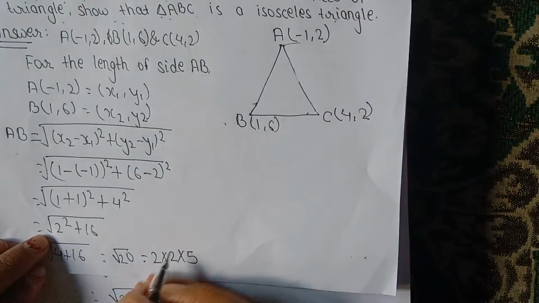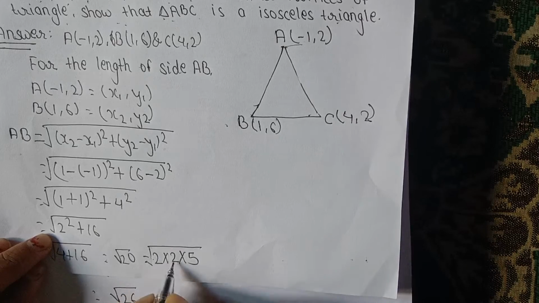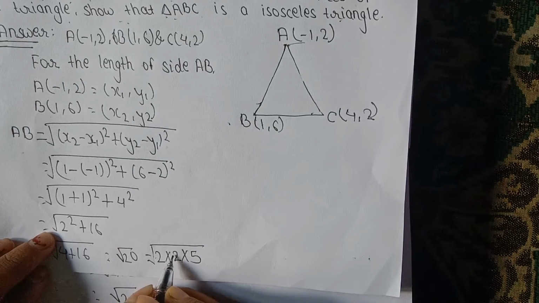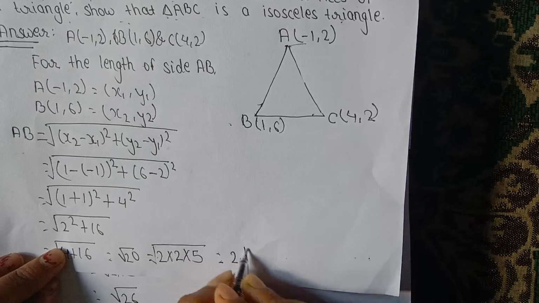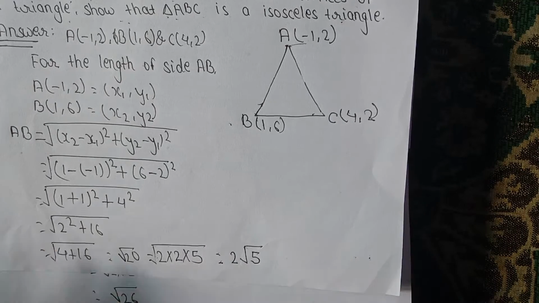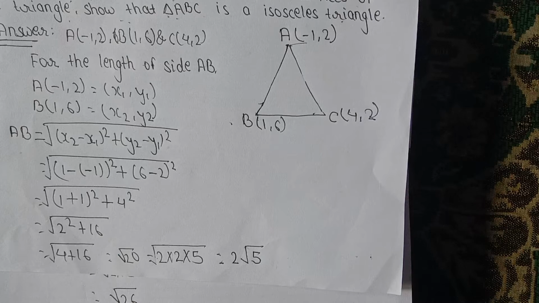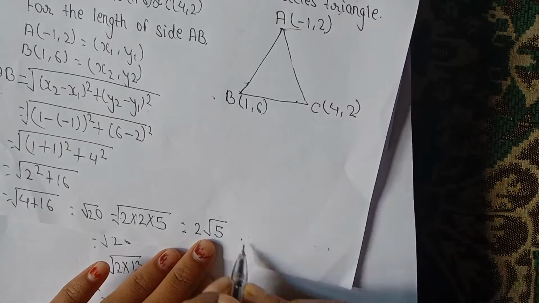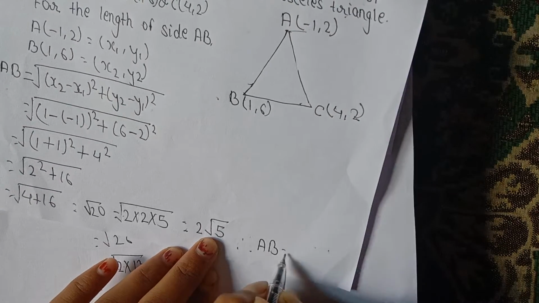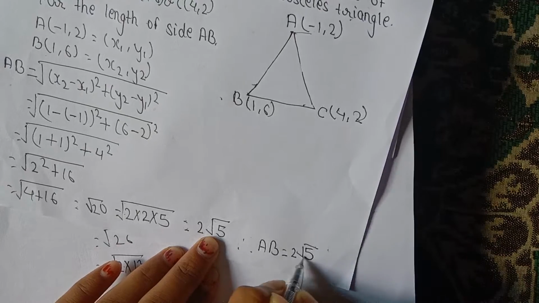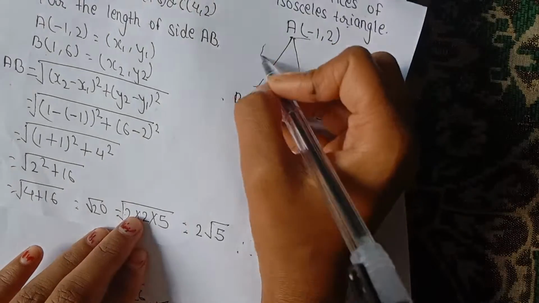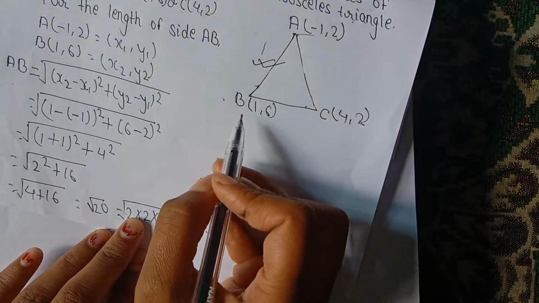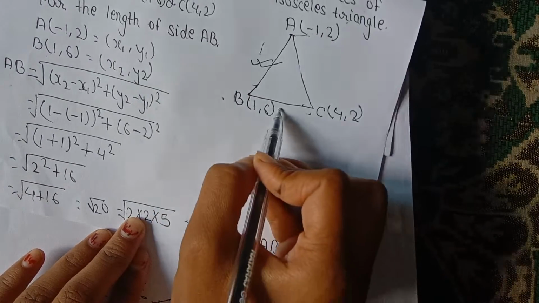So look at here now. 2 into 2, that is 2 square, so we take this 2 common outside of the root and we write this 5 as it is. Are you clear? So our AB is equal to 2 root 5. Are you clear on that? Yes. So we have already found this side. Now we have to find the distance from B to C.